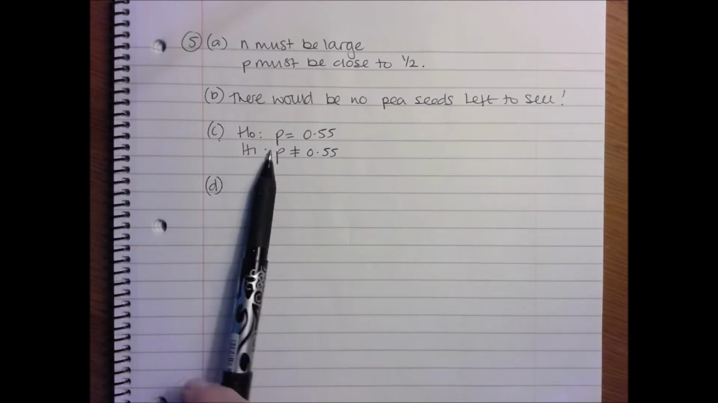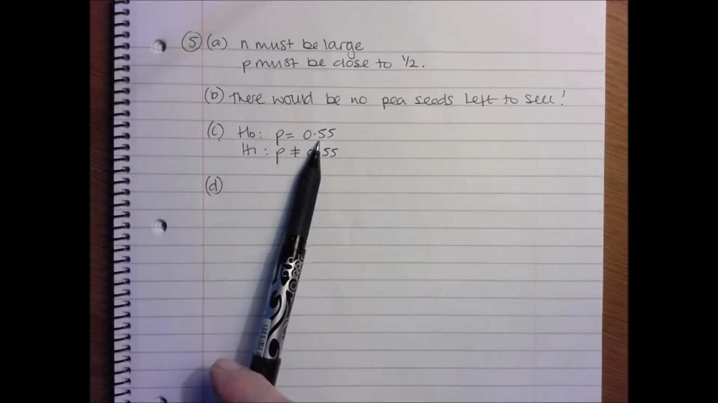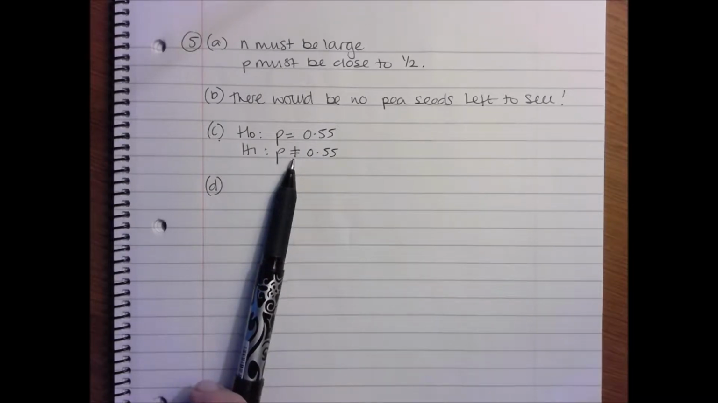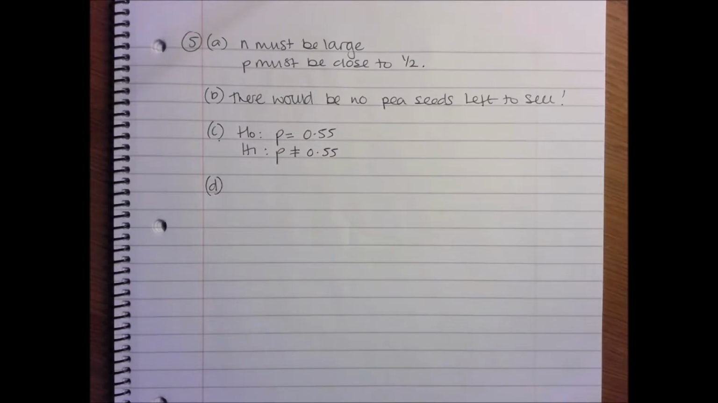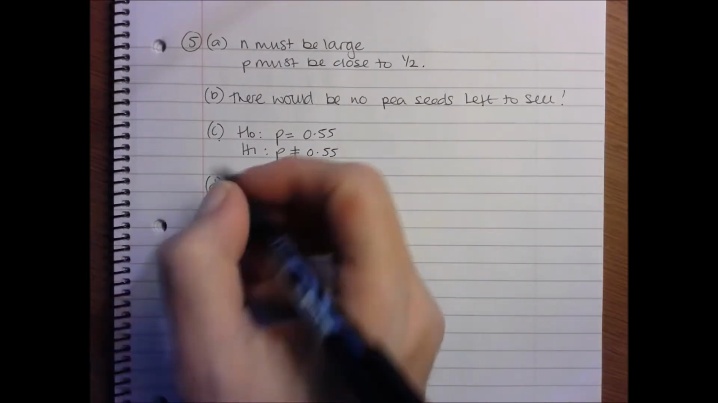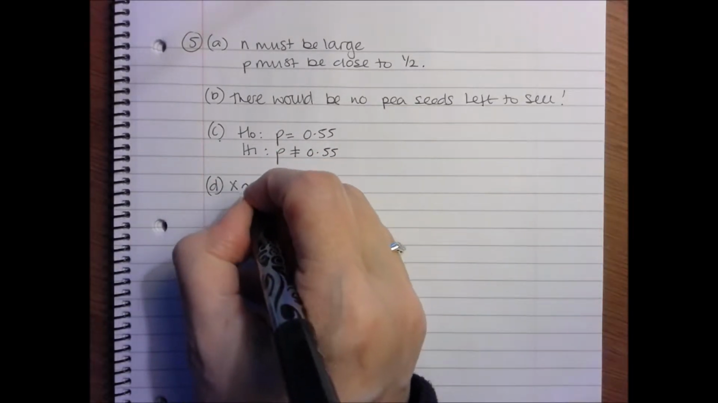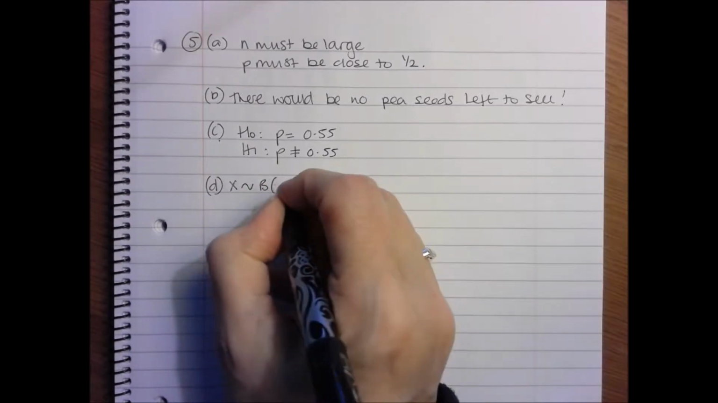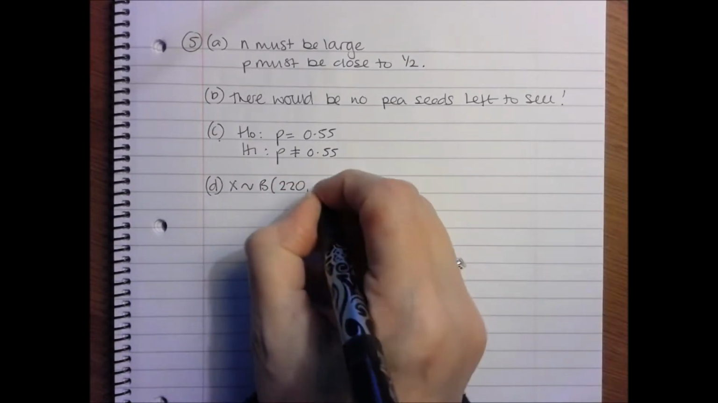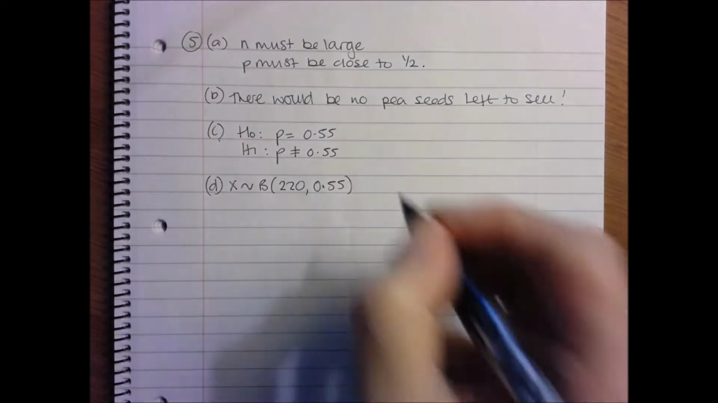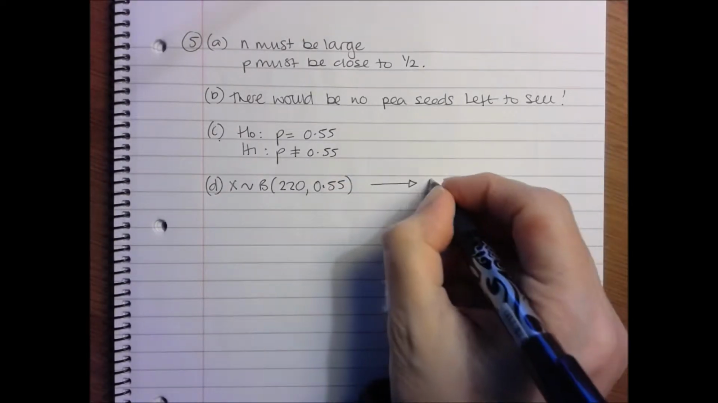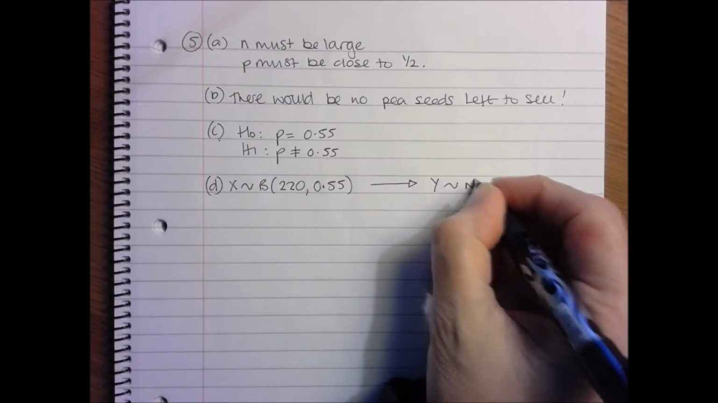So H0 says that the probability of germinating is equal to 0.55, and because it's a two-tailed test, H1 says the probability of germinating is not equal to 0.55. And then for part D, what we've got is a binomial distribution with 220 seeds and a probability of germination of 0.55. So we need to turn this into a normal distribution.